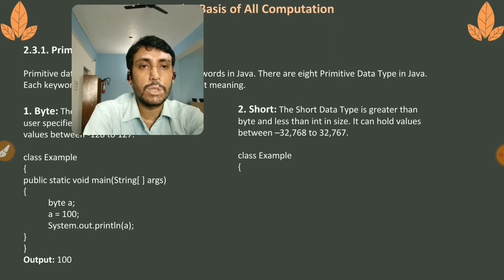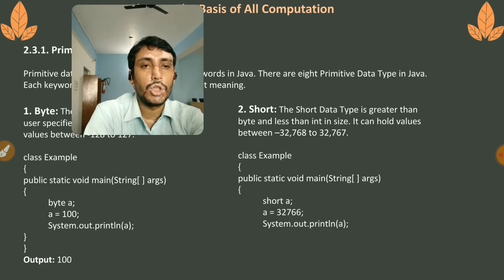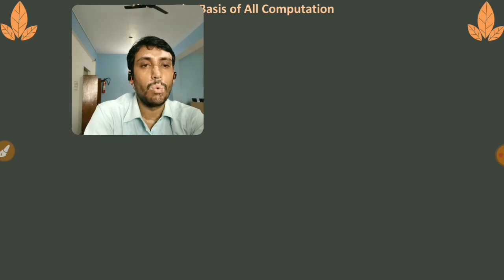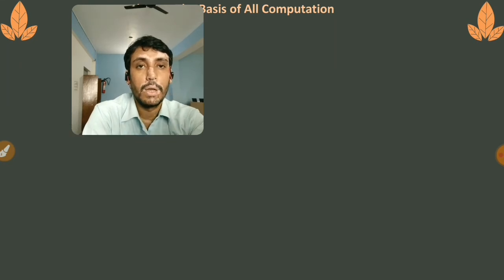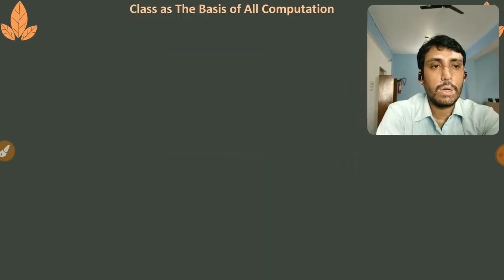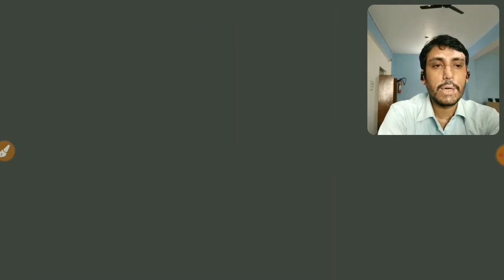So let's look at class example. Public static void main string args, that is important to write. Short A, the data type is short, the variable name is A, and the value assigned to it is 32,766. System.out.println A, then you will get the same value, whatever value is assigned to it. So like this, another data type.